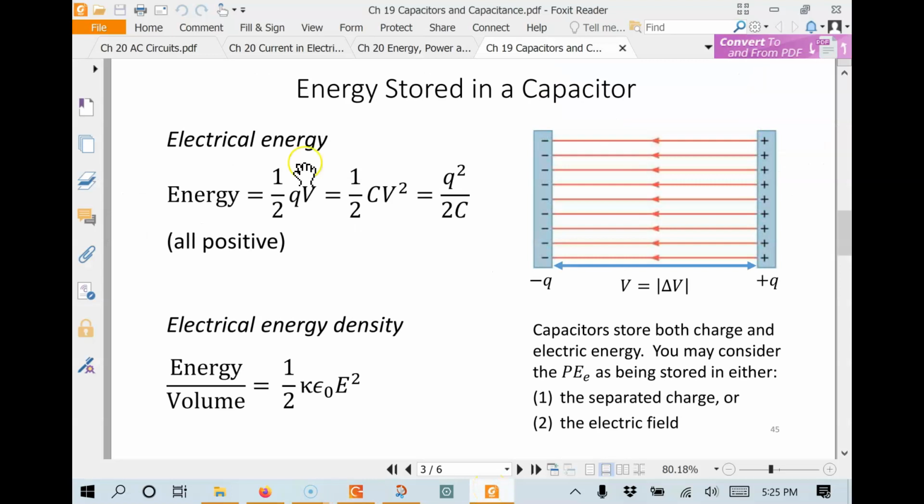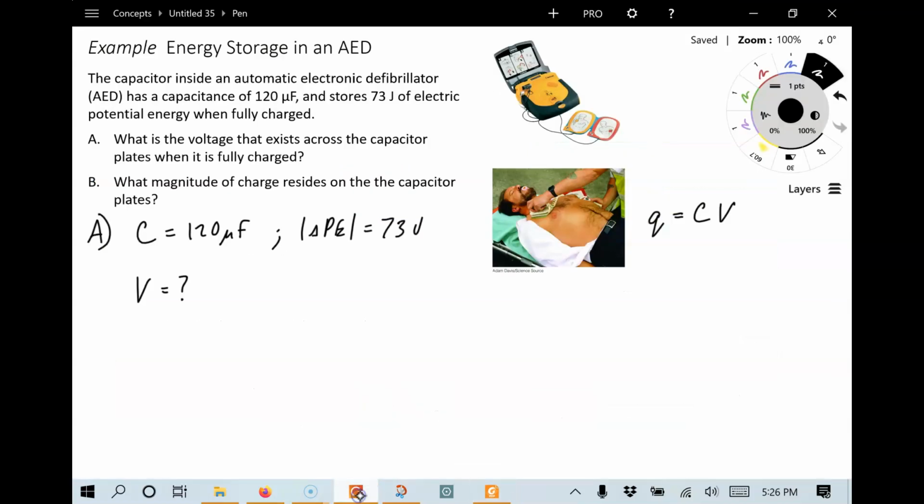There are several equations here, but in this case we know what the energy is, and we know what the capacitance is. We're looking for the voltage. We're going to use this one right here: 1/2 CV squared equals the stored energy.